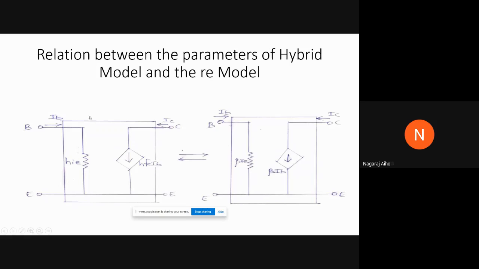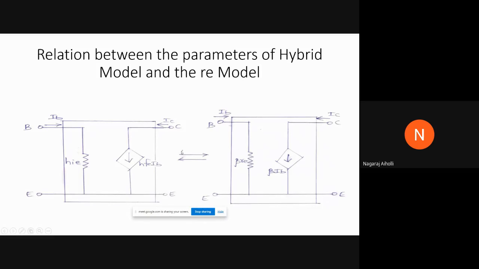The left one is the hybrid model and the right side one is the re model. Just by looking at those parameters, we'll come to know. H is there, and here also HFE is there, right? So we'll come to know that it is a hybrid model. Here there is re, the AC resistance, therefore the right side one is the re model. This is for the common emitter configuration. This is the hybrid model, which we have already studied, and the re model for the common base configuration and common emitter configuration we have also already gone through.